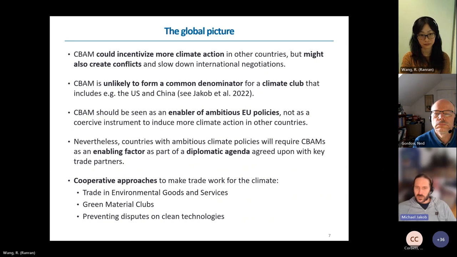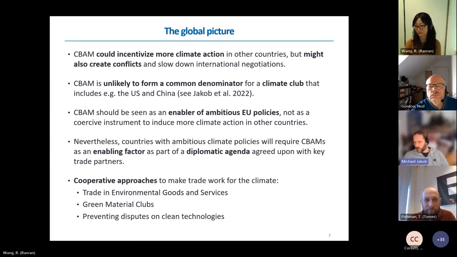And countries would actually be very careful in how to apply it, how to also enter a dialogue with the trade partners, and also complement it by more cooperative approaches, for instance, to advance trade in environmental goods and services, to build green materials clubs, lead markets, and also agree how to actually advance trade in green technologies.